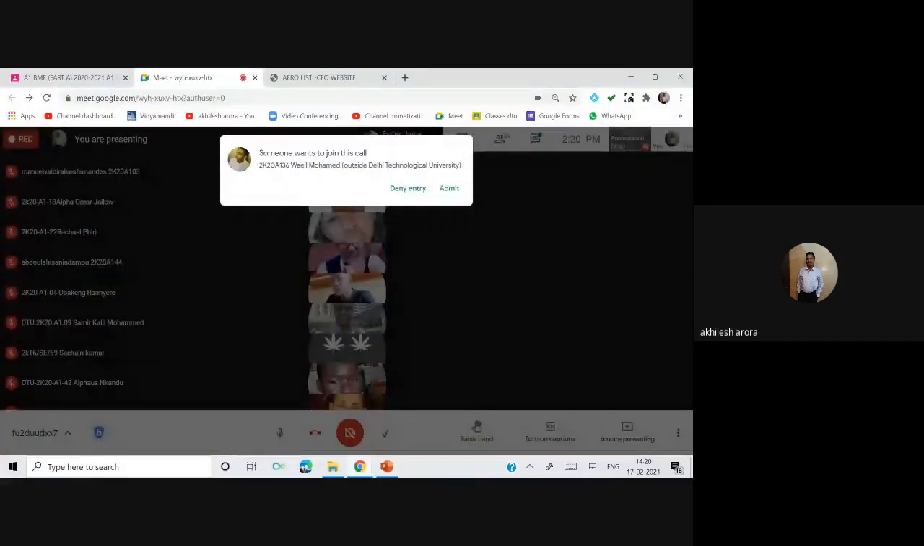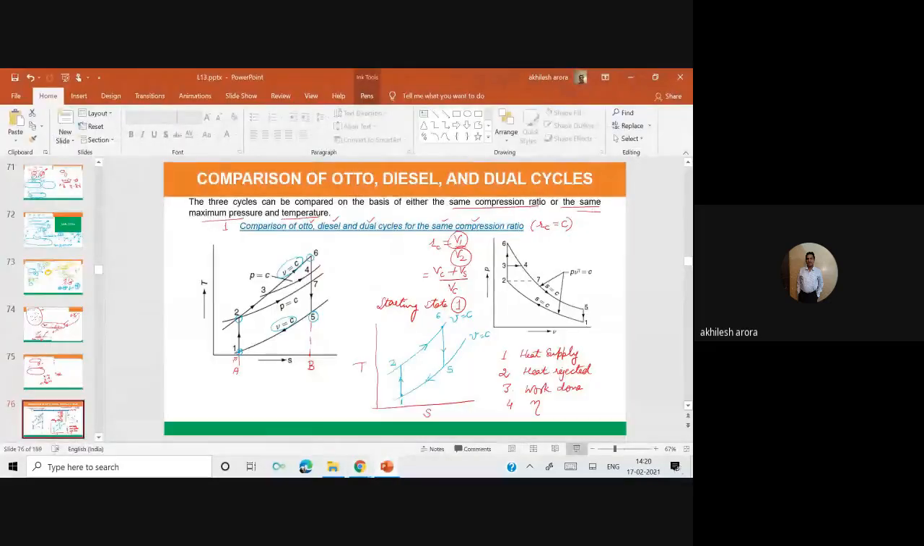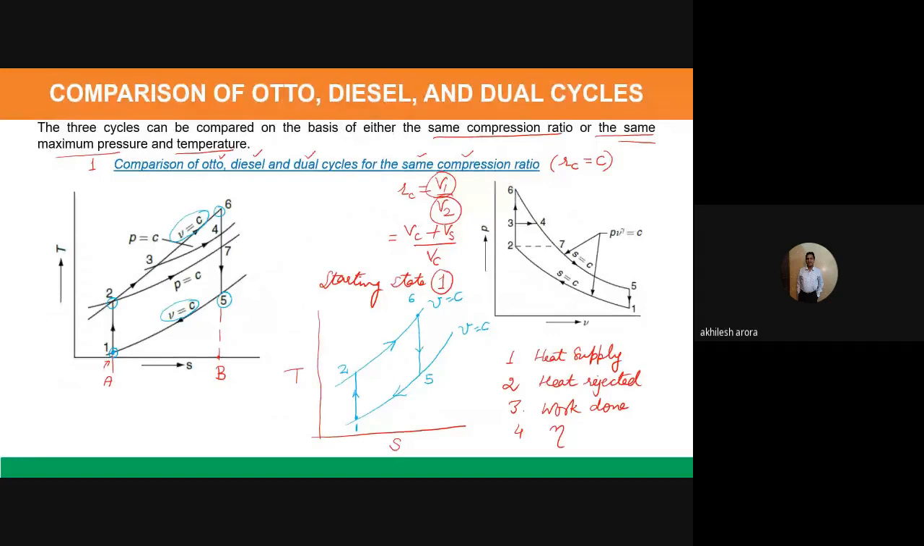Okay. So when I say the compression ratio is same, it means that the volume V1 and V2 will be same. So V1 is same, V2 is same. So basically, you can say that the volume at this particular point is V2, whereas the volume at this particular point is V1. Okay. So these are the two constant volume lines.